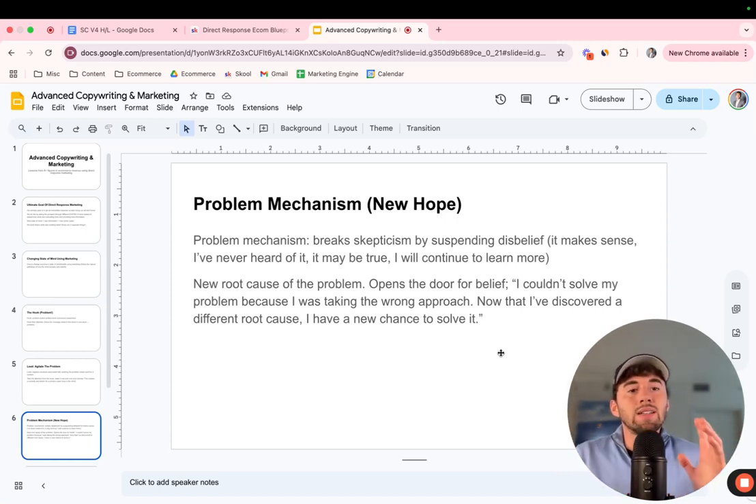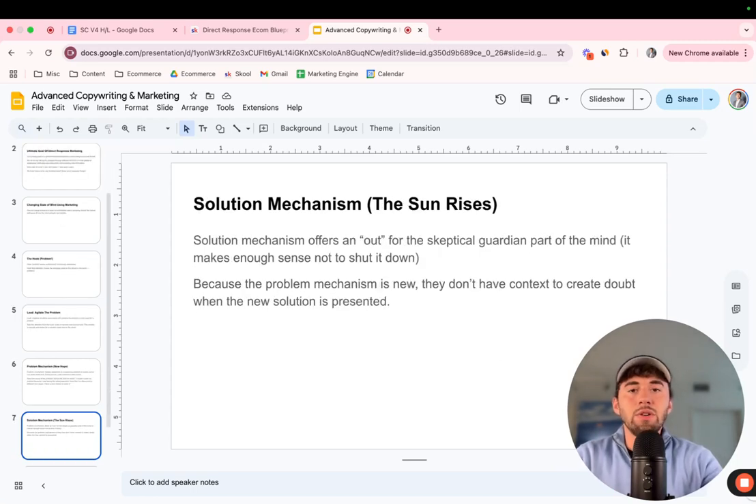So that's why they're suspending their disbelief. They're in new territory. Now we introduce the solution mechanism. This is their out, for the skeptical part of their mind, which means that they can suspend their disbelief of a solution, because one, it's a new root cause of the problem, and it's a new way to address that root cause that they've never heard of.